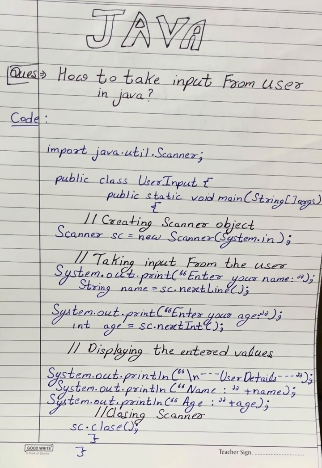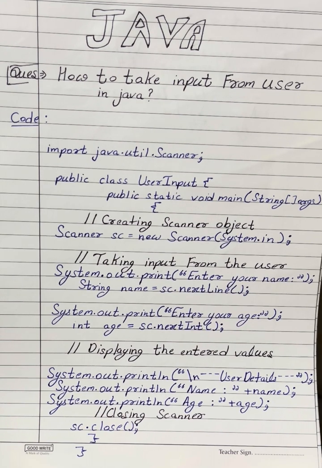After that, we will declare the class with the name UserInput and then write the main method, which is the entry point of every Java application that we know. And you should also know JVM, Java Virtual Machine, starts executing the program from this method.